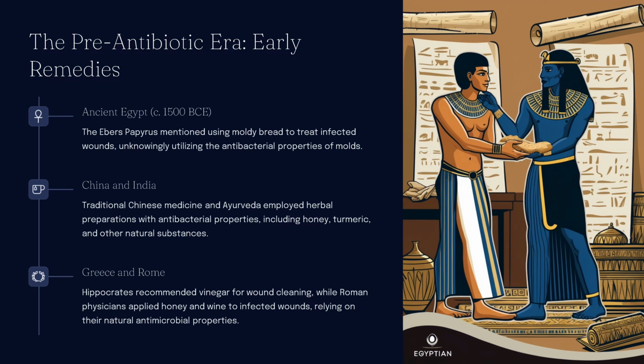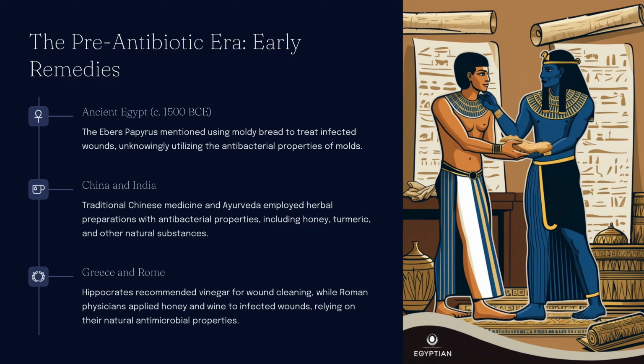So, in the history, the pre-antibiotic era, there were early remedies and intuitions. Long before the scientific understanding of infections, ancient civilizations recognized the healing properties of certain substances. These rudimentary practices laid the foundation for what would eventually become antibiotic therapy. Like in ancient Egypt, the Ebers Papyrus, an ancient Egyptian medical text, mentions the use of moldy bread to treat infected wounds. This intuitive practice utilized the antibacterial property of the mold, even though the mechanism was unknown.